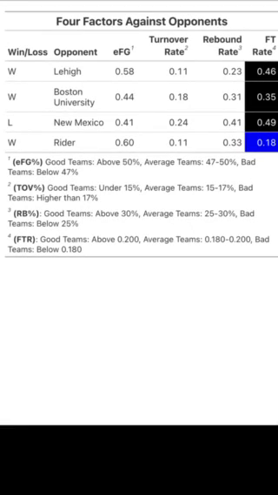Aside from wins or losses, how do you evaluate the performance of a basketball team? Dean Oliver came up with the 4 factors of basketball success. So he identified key elements that influence a team's performance. These factors are shooting efficiency, turnover rate, rebound percentage, and free throw rate.